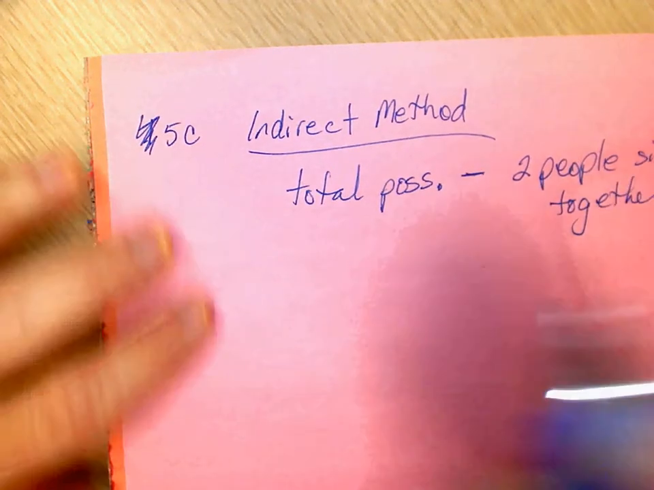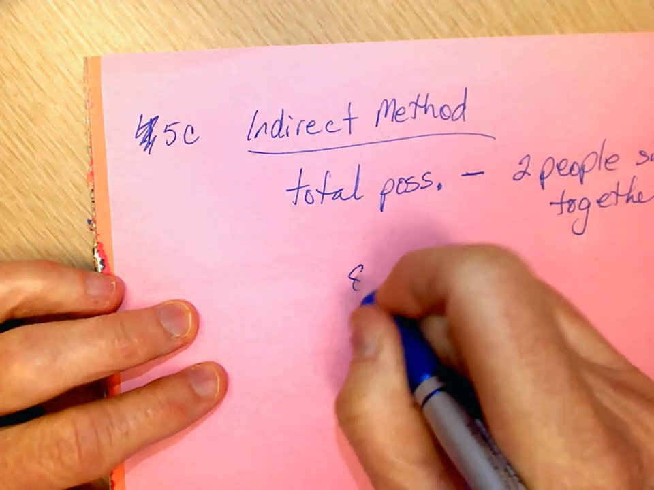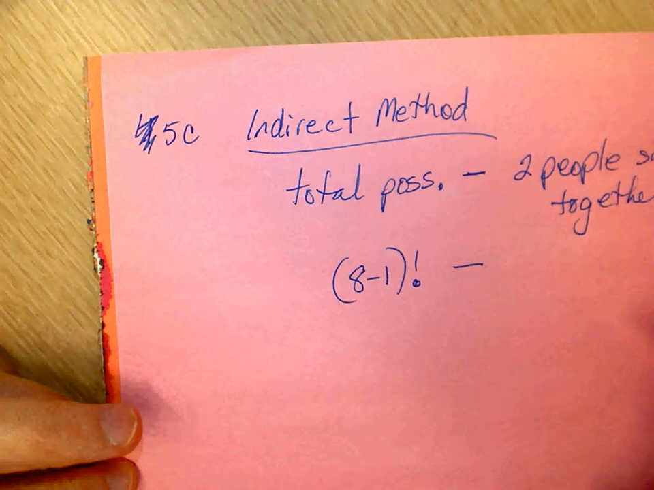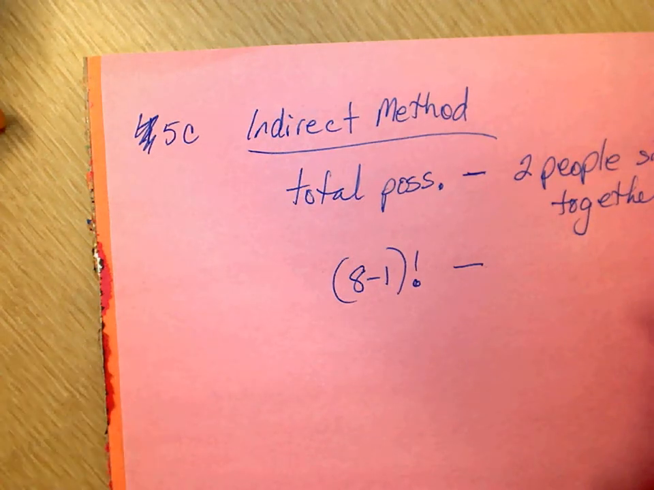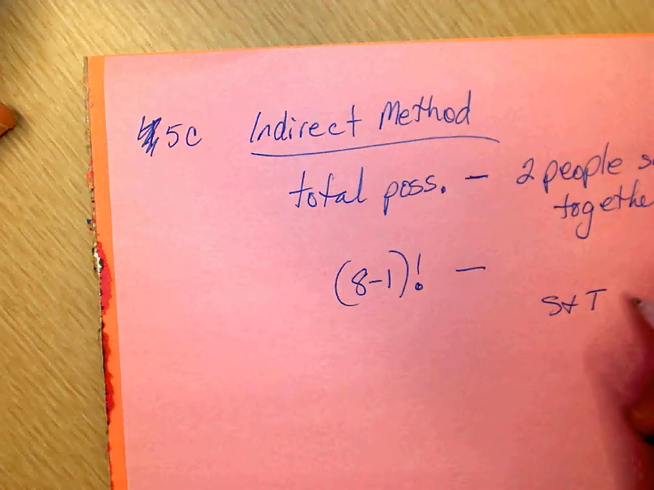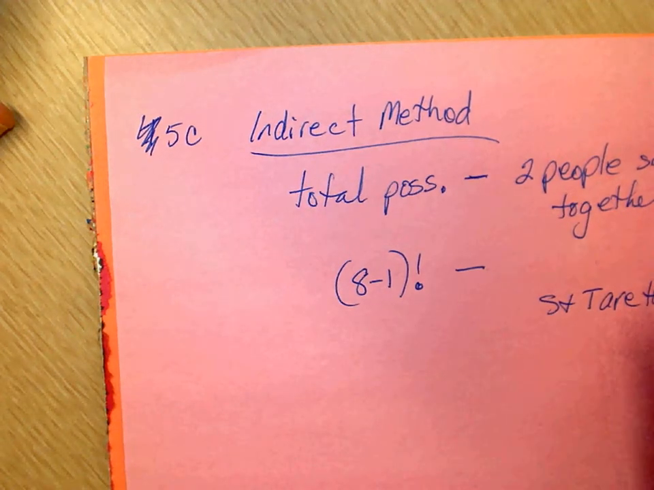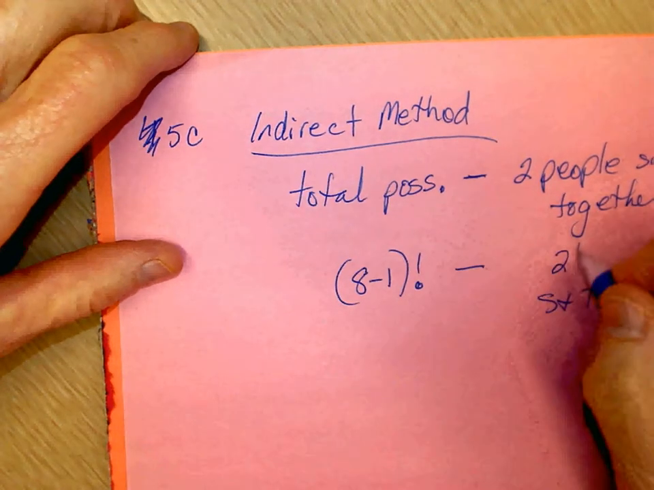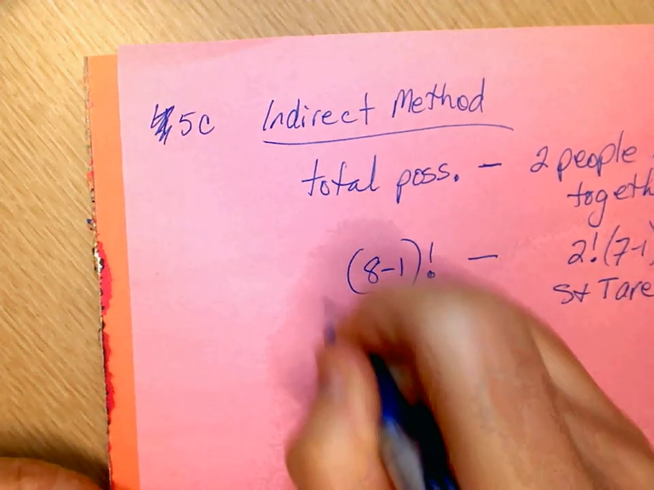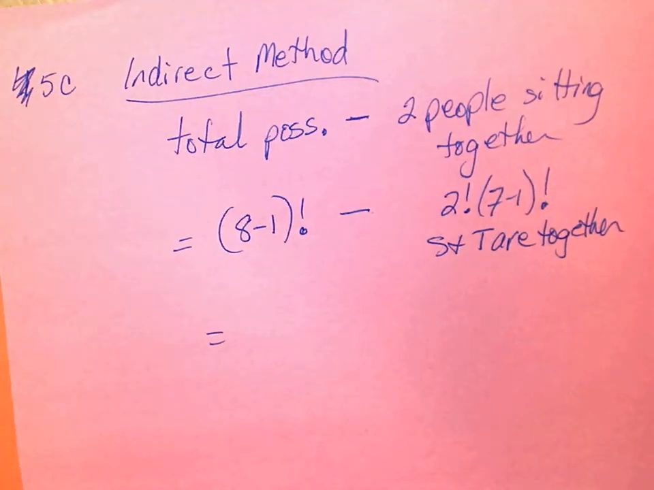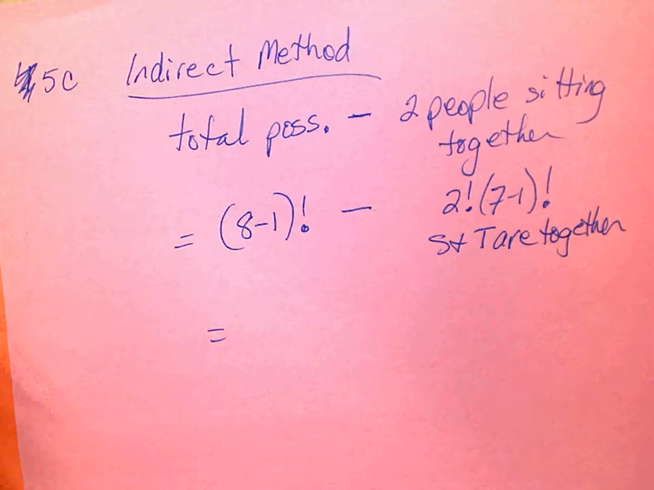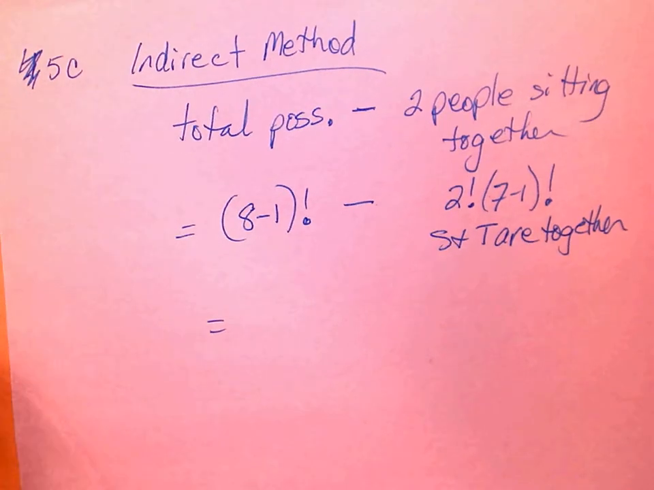Well, in part A we did the total possibilities, which was 8 minus 1 factorial. In part B we did where the president and vice president were sitting together. If we're going to subtract when the secretary and treasurer are together, that's the same calculation as in part B, which was 2 factorial times 7 minus 1 factorial. So it's 7 factorial minus 2 factorial times 6 factorial, which is 2 times 6 factorial, and I get 3600.